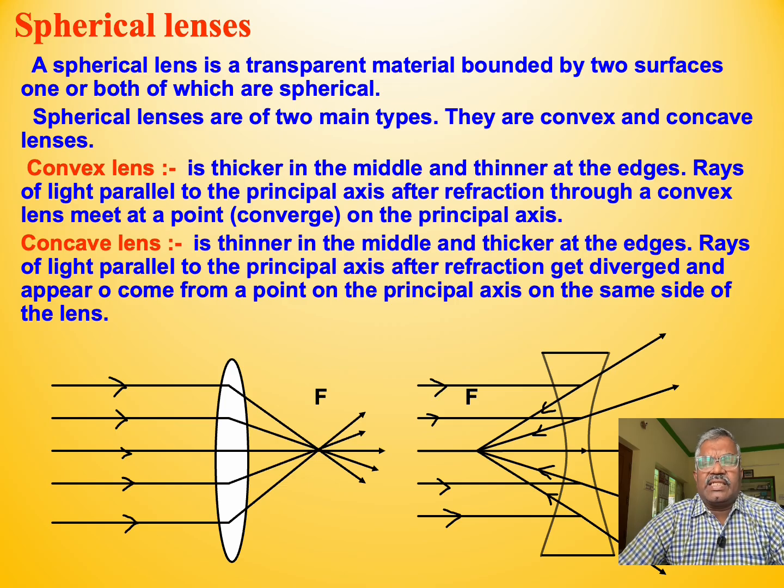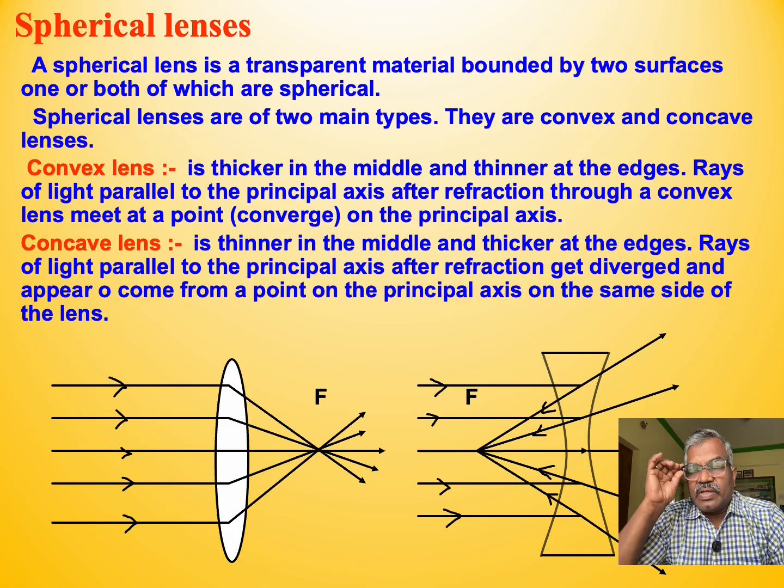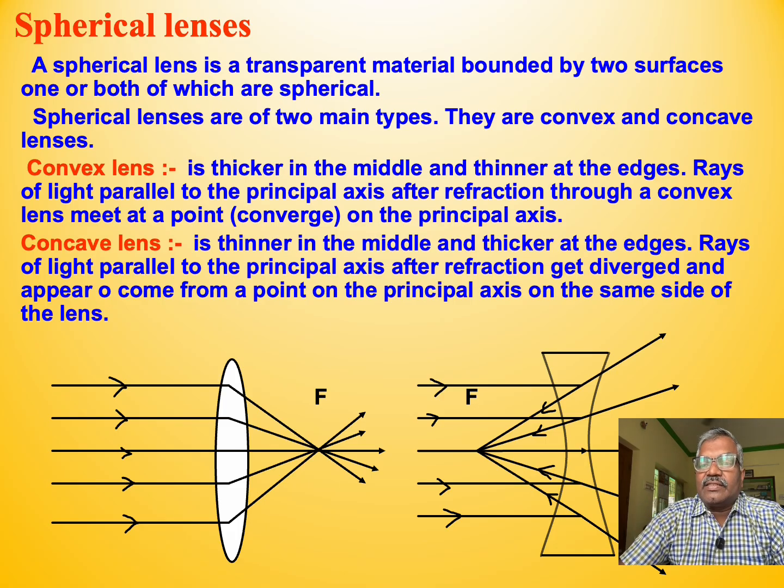Now, spherical lenses. A spherical lens is an optical lens with at least one surface that is a portion of a sphere, giving it a uniform curve. This design causes light to be refracted as it passes through, and the lens can be either concave or convex. There are two types of lenses, concave lenses and convex lenses.